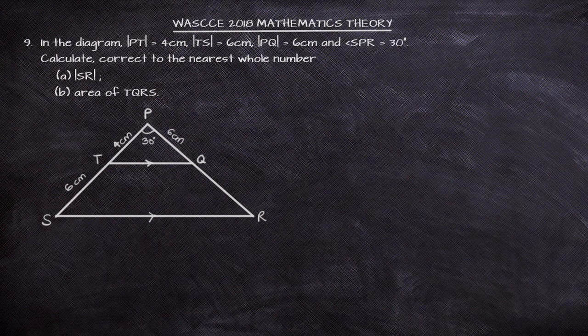Now, question number 9. In this diagram, we are given the parameters PT is 4, TS is 6, PQ is 6, and angle SPR is 30 degrees. We have to find SR and the area of TQRS. Now, looking at this triangle, from the triangle PQT, the smaller triangle at the top of the diagram, we can use the cosine rule to find the line TQ.